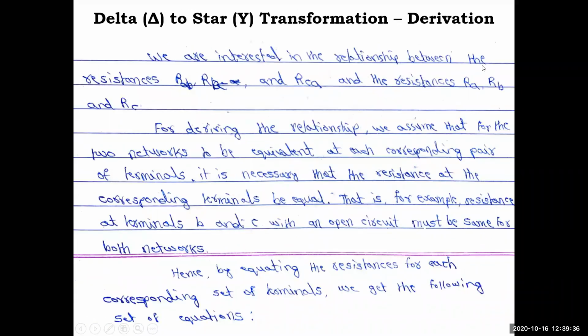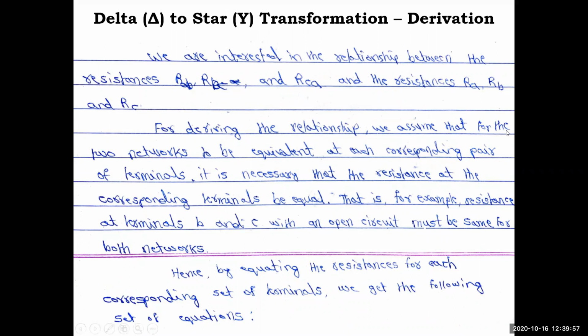We are interested in the relationship between the resistances RAB, RBC and RCA, and the resistances RA, RB, RC. So these are the 6 parameters we will be considering, and we'll try to derive based on the equivalence. For deriving the relationship, assume. Any derivation in electronics, we normally have the concept of assumption, right?